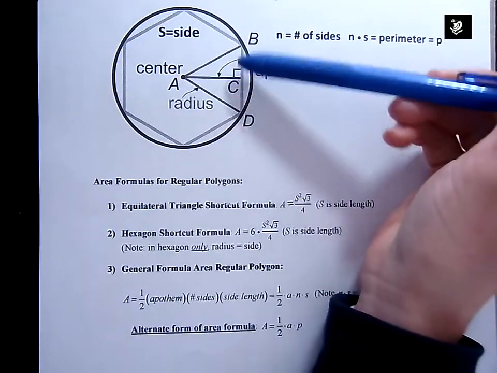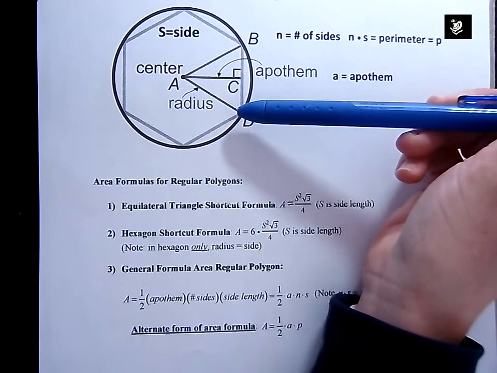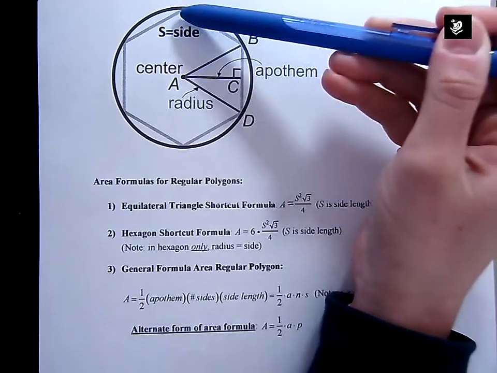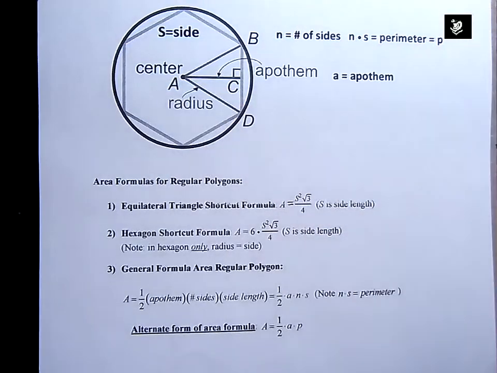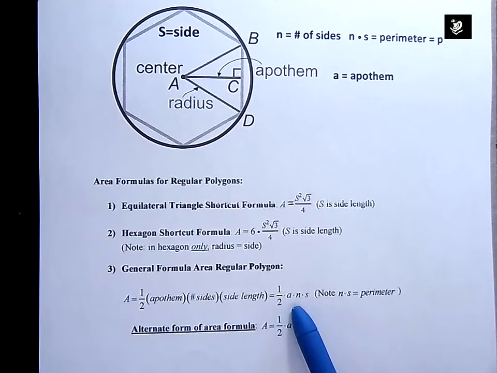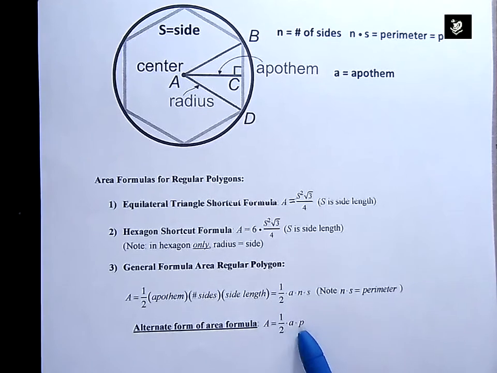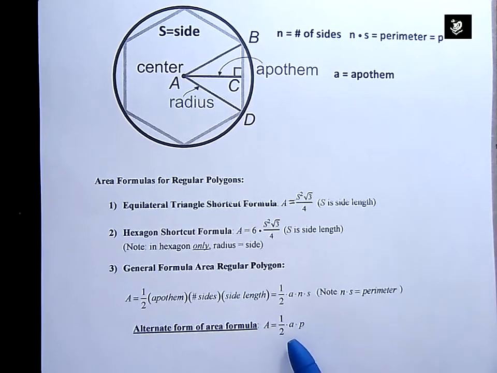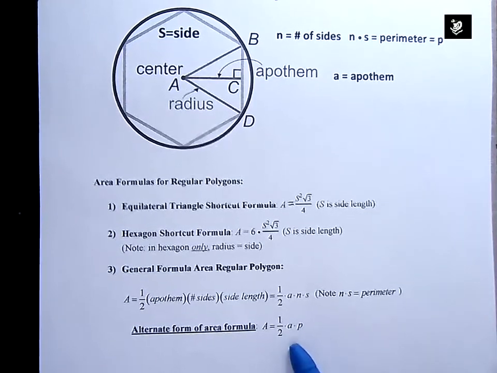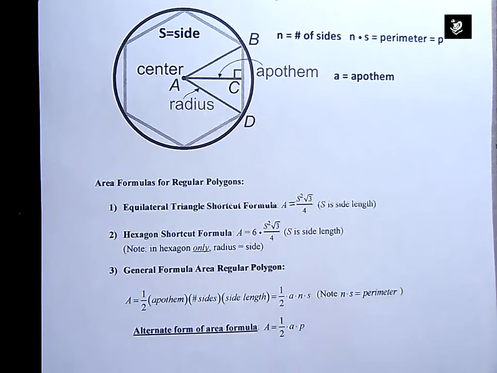And if you knew the side length and you multiplied by 6, you actually just found the perimeter of the polygon. So you're going to see a lot of times, you're not going to see number of sides times side length. You're going to see 1/2 A times P, and P stands for the perimeter of the polygon. So if you do 1/2 times the apothem times the perimeter of any polygon, you will be able to find its area.